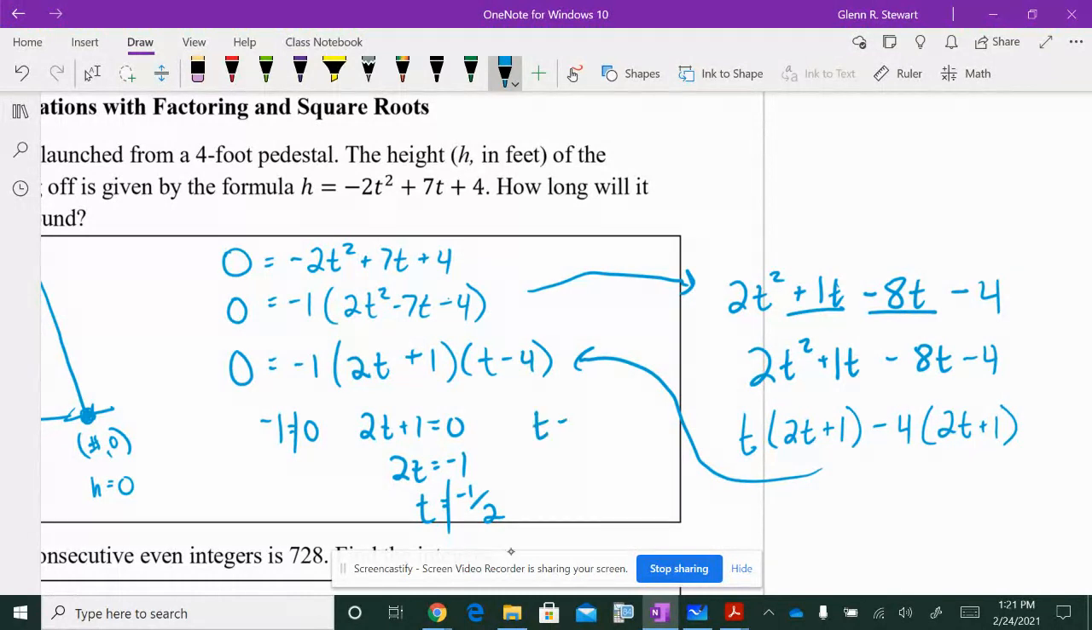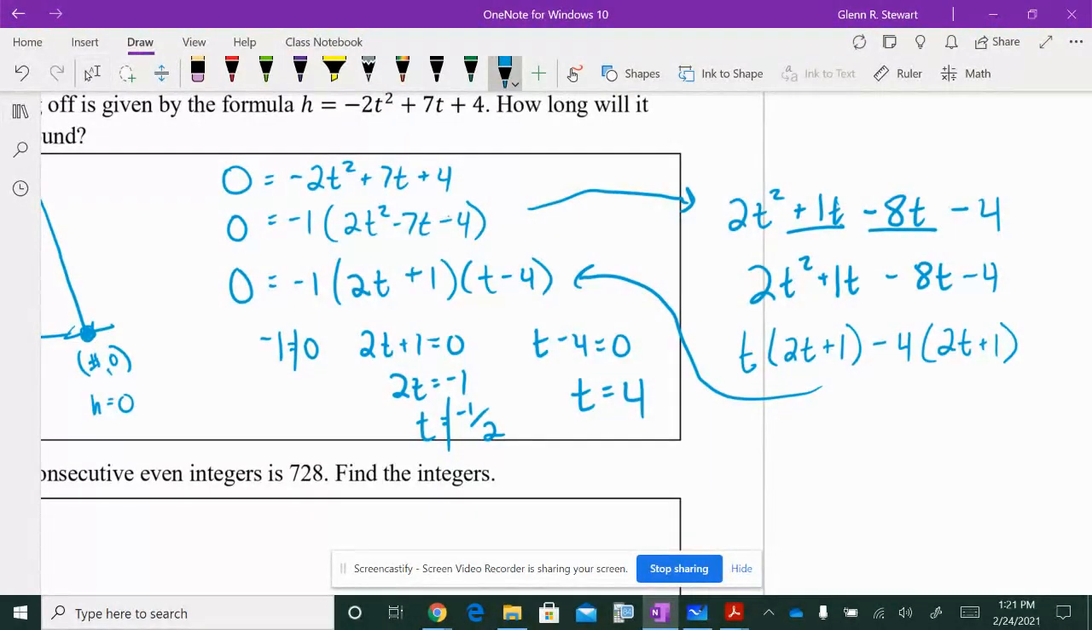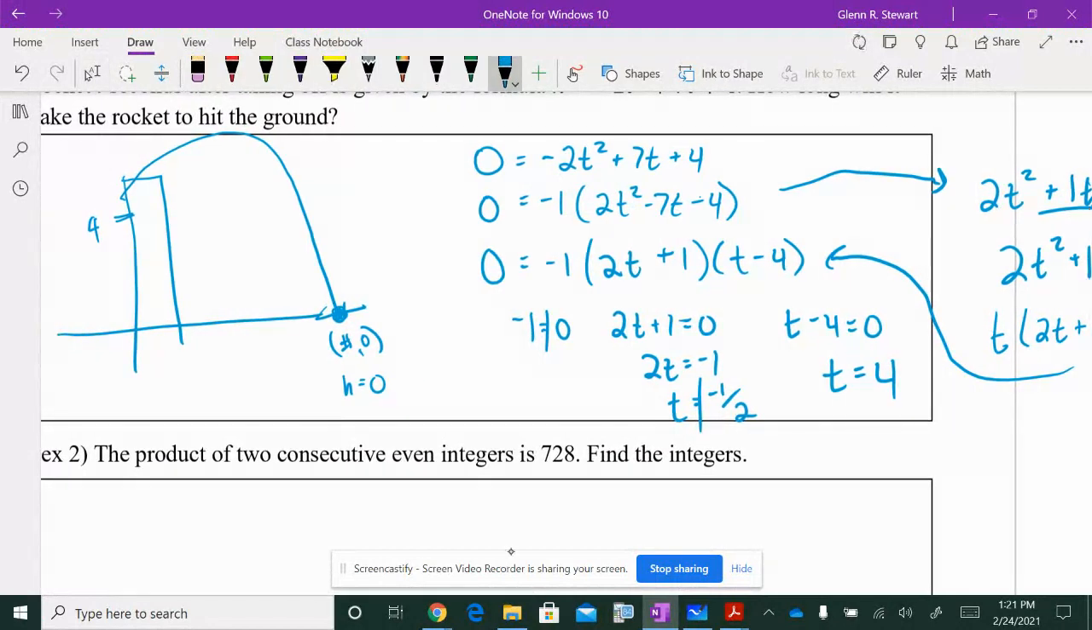And then t minus 4 is equal to 0. So t would be equal to 4. So how long will it take to reach the ground? The answer, 4 seconds. And I'll go ahead and write that over here.